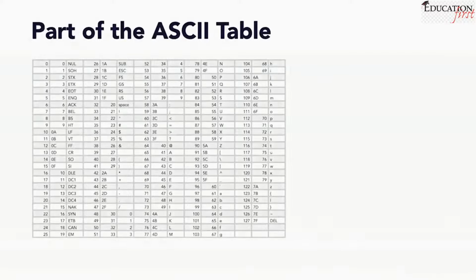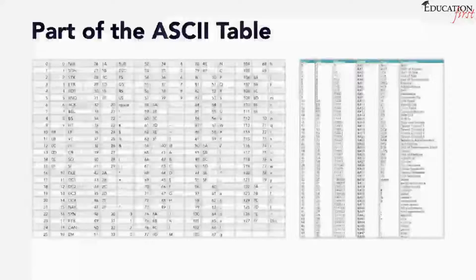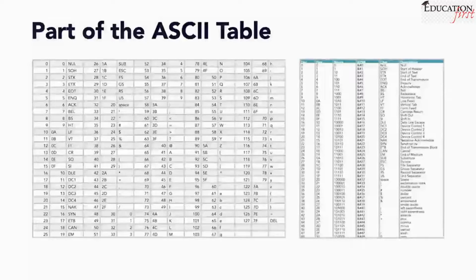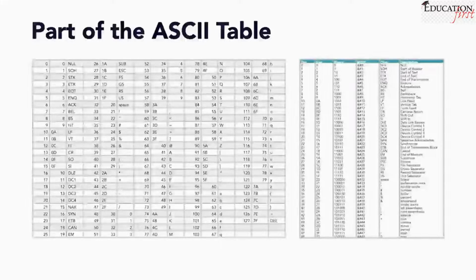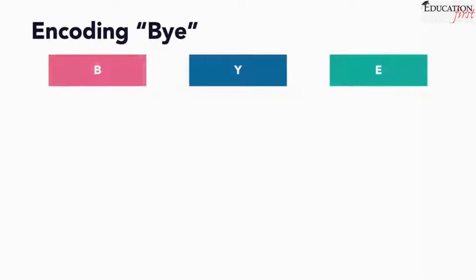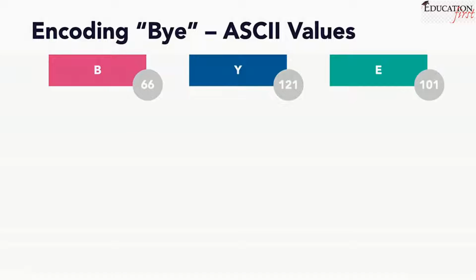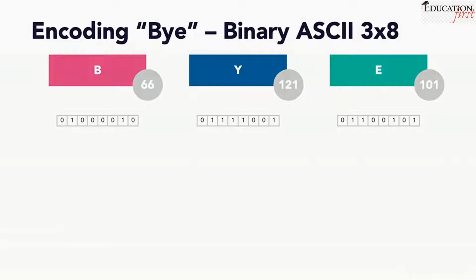First, we need to grab the ASCII table and write the ASCII value beneath every letter. As you can see, uppercase B is 66, Y is 121, and E is 101. Alright, so let's write that beneath our letters. Next, we need to write this number as a binary number using 8 bits, meaning 8 zeros or ones. Also, when we are representing 1, we need to write this with 7 leading zeros. Why? Well, because of the next step.